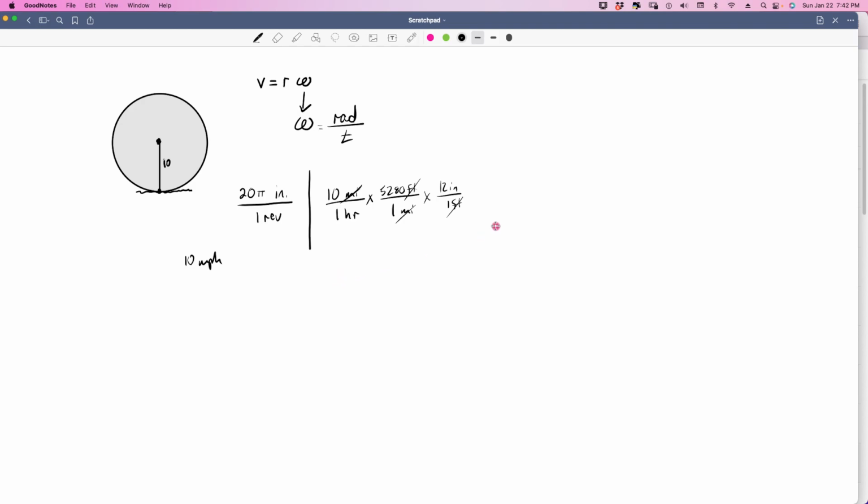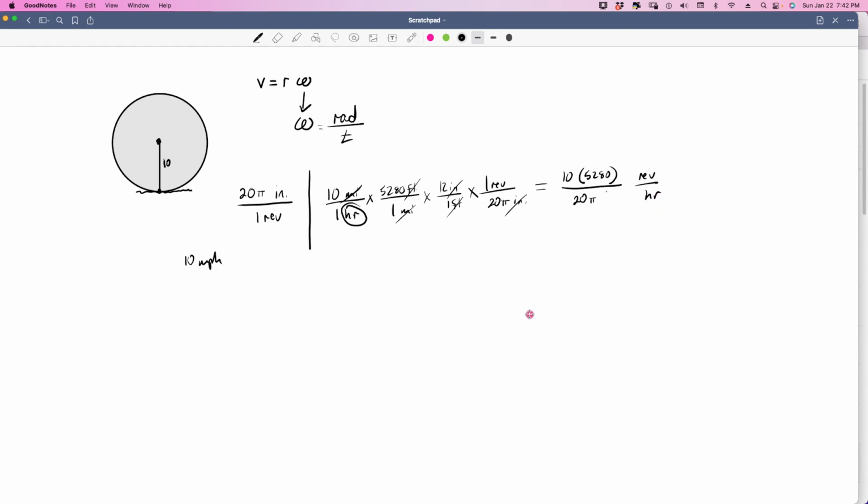How many times around is it spinning? So I just throw in my revolutions. I'm going to flip it because I need inches in the denominator. So 1 revolution is going to be 20 pi inches. So that allows me to cancel inches. And now I'm in revolutions. So my answer is going to be 10 times 5,280 revolutions over 20 times pi, and that's hours.